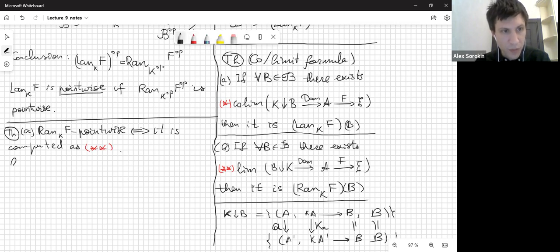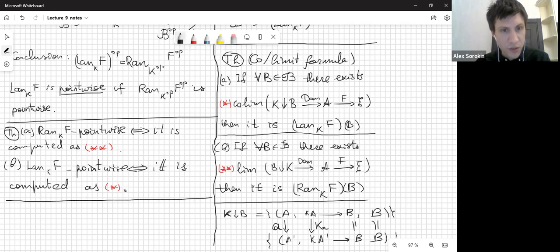If it is computed as the mentioned limit, 2 star. I will comment on this. Part B: the left Kan extension is pointwise if and only if it is computed as 1 star, as the colimit above.